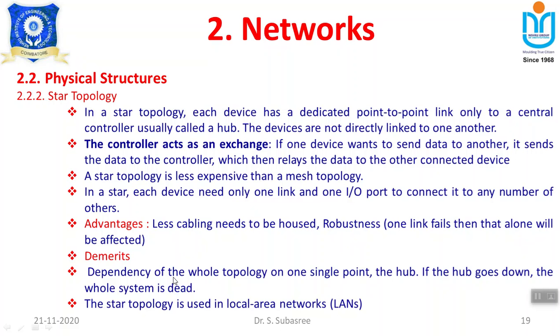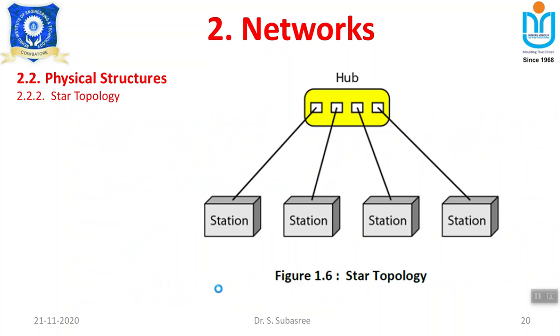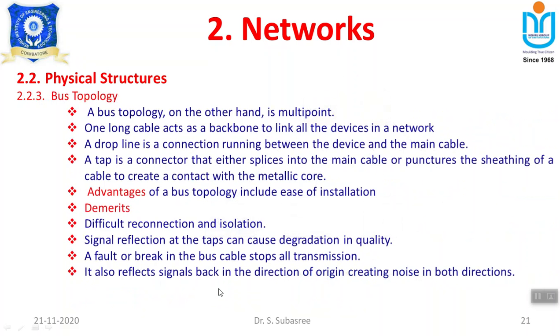What are the demerits of this star topology? If suppose the hub fails, the entire system fails. Here the star topology is connection oriented, so it can be used only in a local area network. We'll discuss later what the difference between LAN and WAN is. So the demerits are: if the hub goes down, then the entire network collapses, and the second one is that it can be used only in a local area network. These are the advantages and disadvantages of star topology.